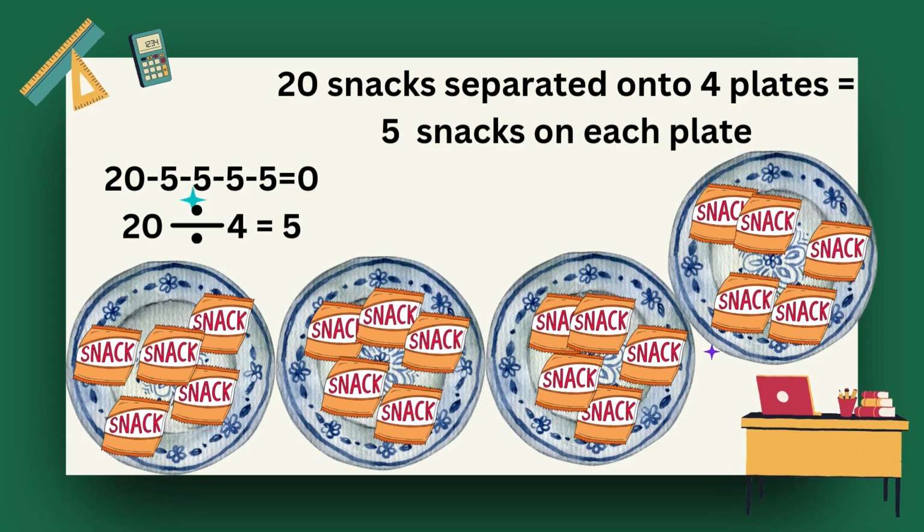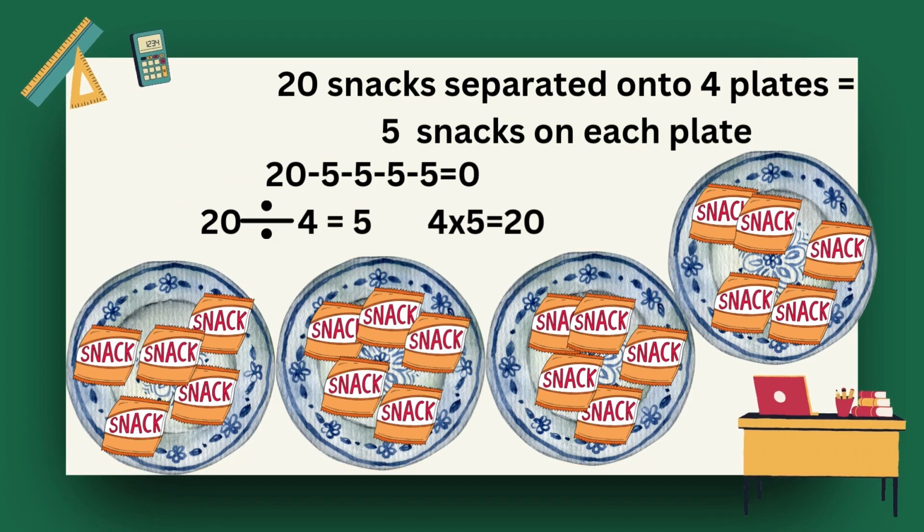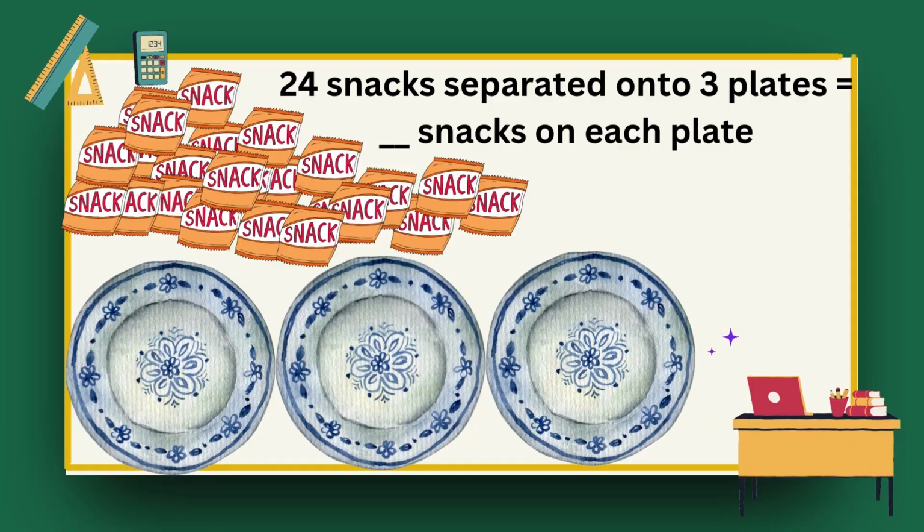Okay, and one last challenge. Do you see a multiplication problem as you solved that? All right, awesome. You're seeing the connection. So I see 4 groups of 5, or 4 times 5 equals 20 total snacks. Great job. All right, I'm going to give you one more situation. We're going to do the same thing. I want you to write the statement, separate out the snacks, write a repeated subtraction, and a division sentence. All right, here it is. And why don't you pause the video and we'll come back and check your work.